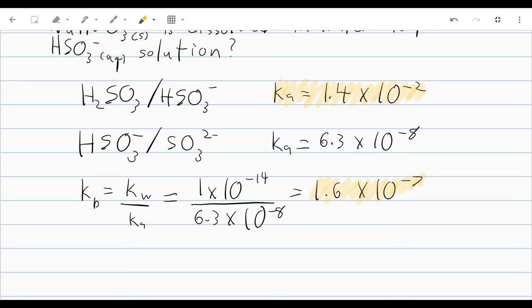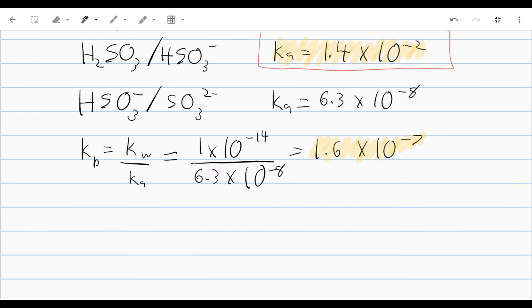So then, is this chemical going to act as an acid or a base? Well, whichever one is higher indicates which way this is going to go. Is it going to turn basic or is it going to turn acidic? And we can see that the bigger number is the Ka value. That means that in water, HSO3- is going to act as an acid.